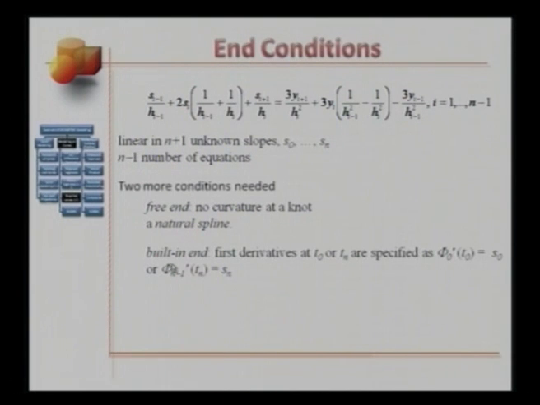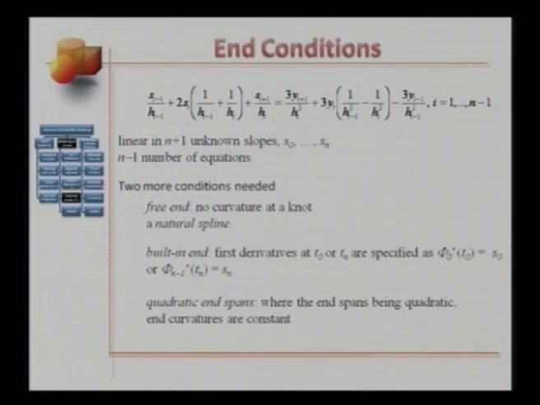Condition 2, built-in end. What do I mean by that? The first derivatives at the first knot or the last knot are specified as phi 0 prime t0, which is s0, or phi n minus 1 prime tn equals sn. In other words, slopes s0 and sn are specified.